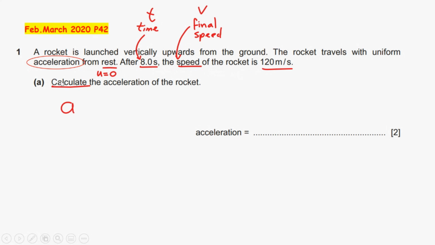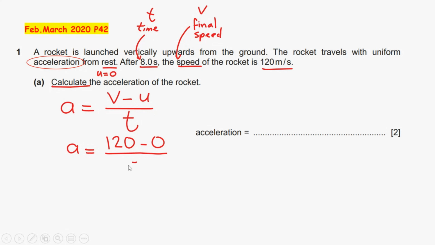For part A, to calculate the acceleration of the rocket, the acceleration equals the final velocity v minus the initial velocity u divided by the time taken. So acceleration equals the final velocity, which is 120, minus the initial velocity, which is from rest, meaning 0, divided by the time taken, which is 8 seconds. So the acceleration is 15 meters per second squared, which is the unit.